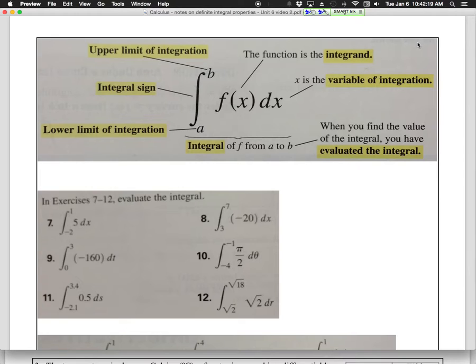The inside piece is called the integrand, and we have the variable of integration. What does the variable of integration do for me? It tells me what variable I'm dealing with. Because sometimes, as you'll see over here, I've got numbers, but I don't have any variables with those numbers. So that tells me, when I integrate, if I need a variable, that's the variable I'm going to use. And then when you find the value of the integral, you're evaluating the integral. That's what we want to do today. So, let's get started.